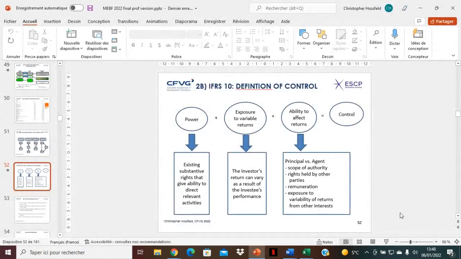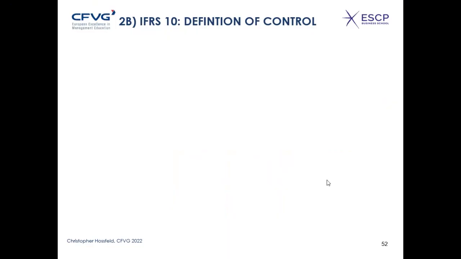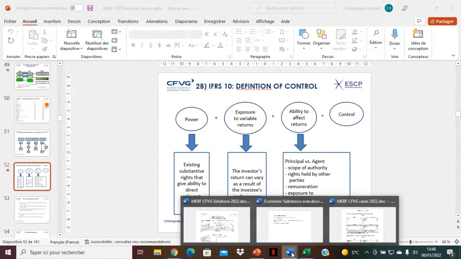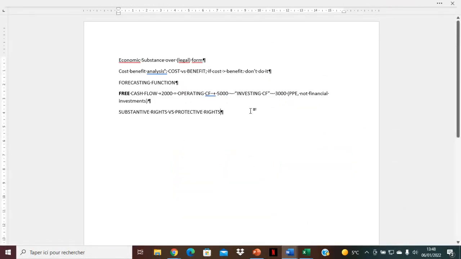So an example for protective rights are so-called golden shares. Have you heard this expression? Do you know what a golden share is? Golden shares. So those are shares, but apparently they are quite different from regular shares. That's why they're called golden shares. Any idea? Have you heard this term?